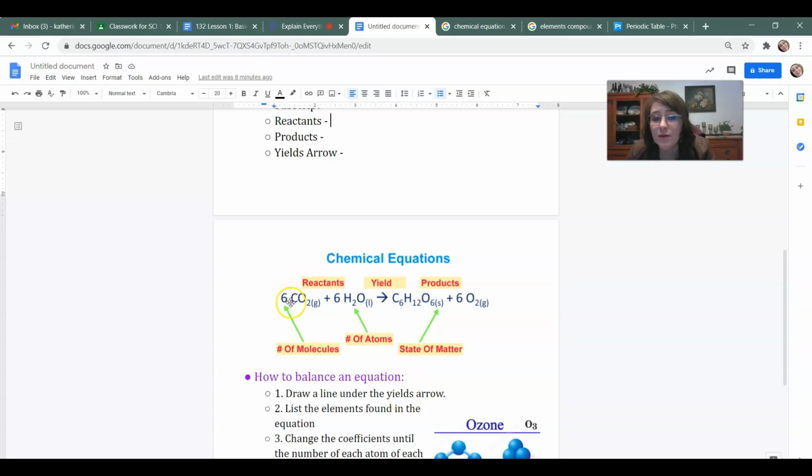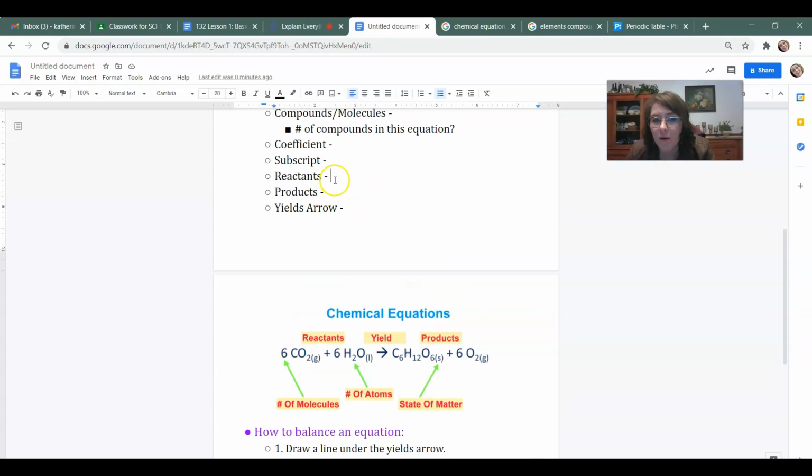So this is kind of what goes into the equation. This is what comes out of the equation. So the reactants are what go into the equation. The products are what come out of the equation, what we get at the end.